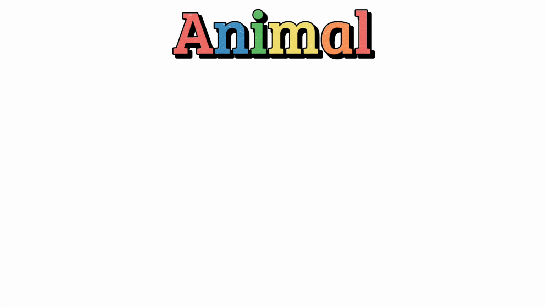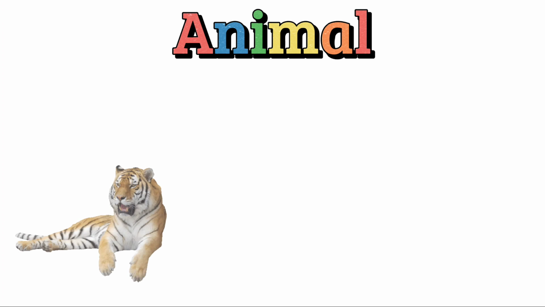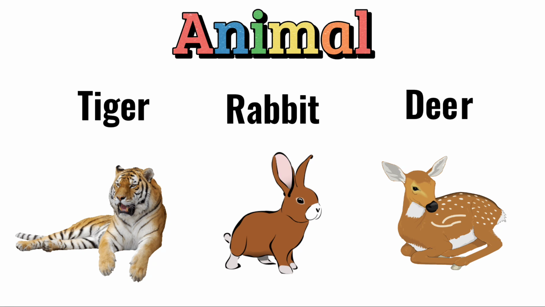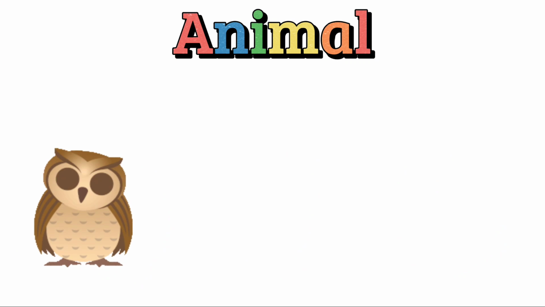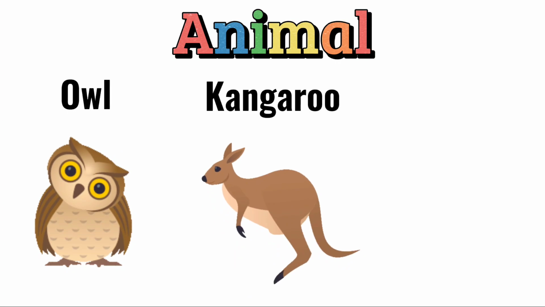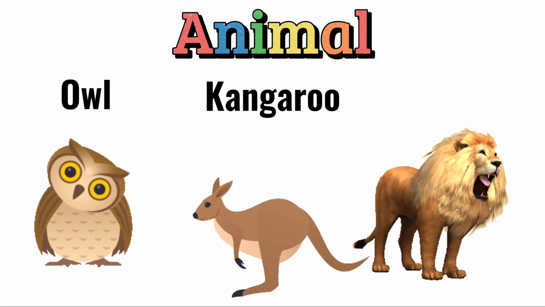Nouns can also be naming words for animals: tiger, rabbit, deer. Let's see more examples. Owl, kangaroo, lion.